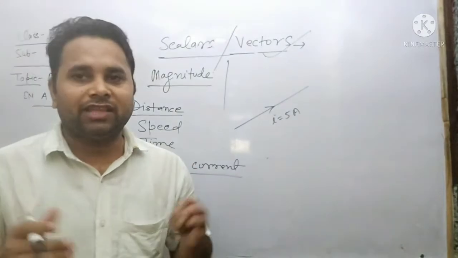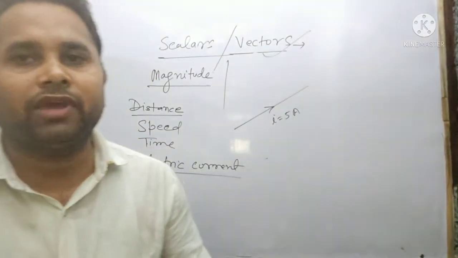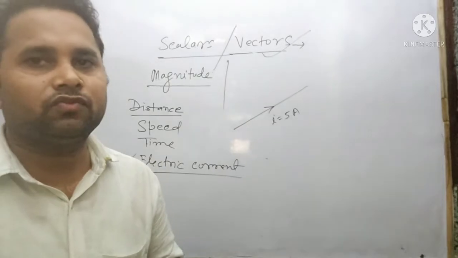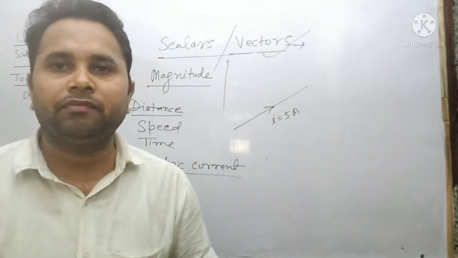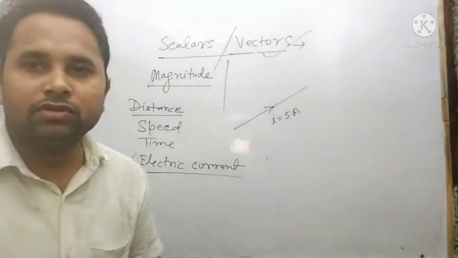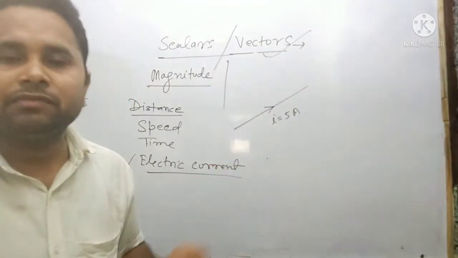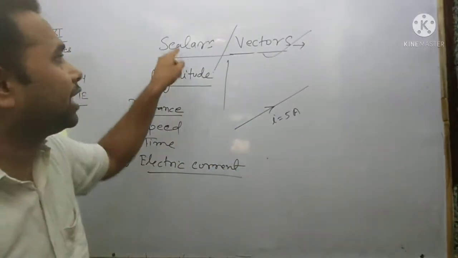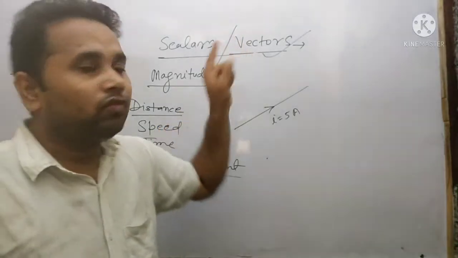Vectors are already studied in class 9th, 10th and 11th. Vectors means what? Vector quantities are those quantities which have their magnitude and direction both. That is all we have studied so far. So electric current has magnitude and direction both, so it should be a vector, but it comes under the scalar quantities. Why? So listen again, what is a vector?